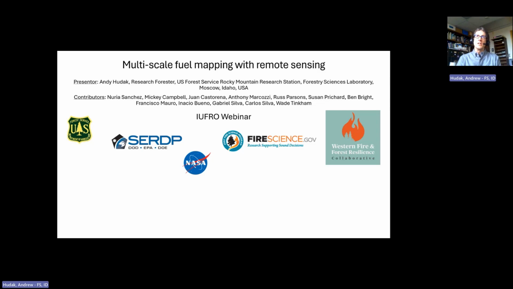And where we're pushing the envelope is trying to map these physical fuel attributes at different scales using remote sensing data. So there's actually more contributors than I've listed here to the ideas and the results that I'll be presenting here today. But this is a partial list of some of the figures and such that I'm directly showing you today.